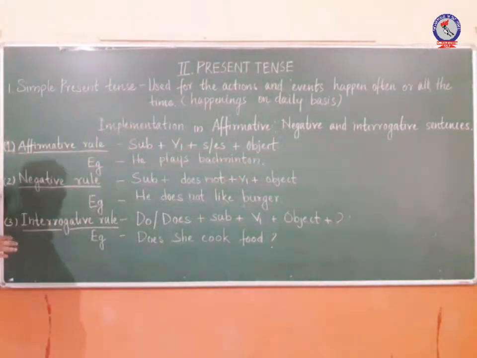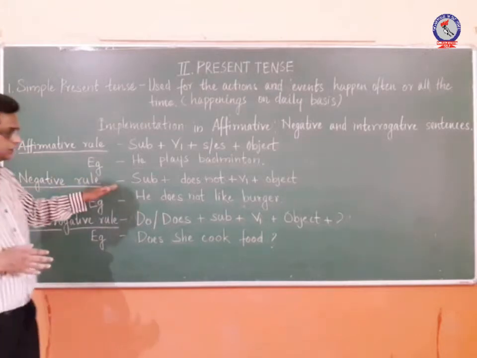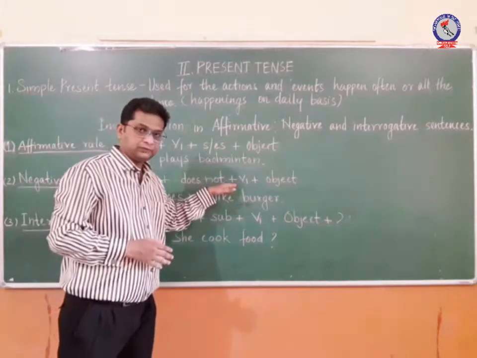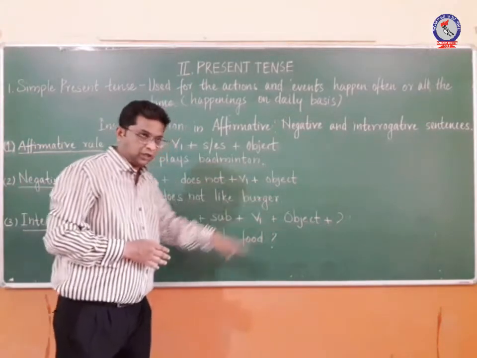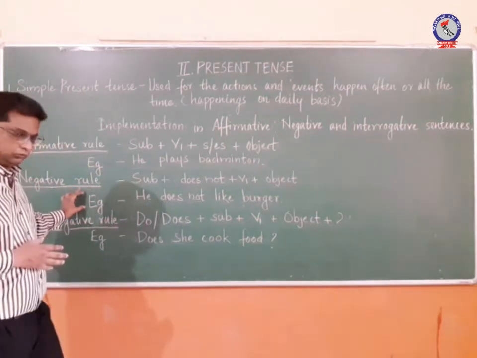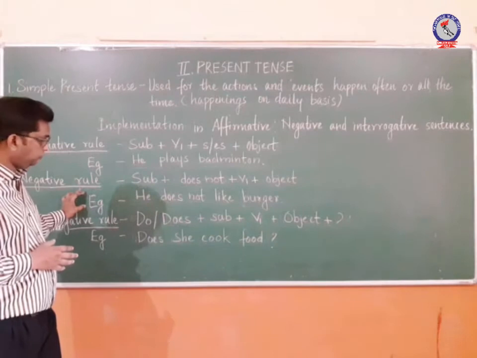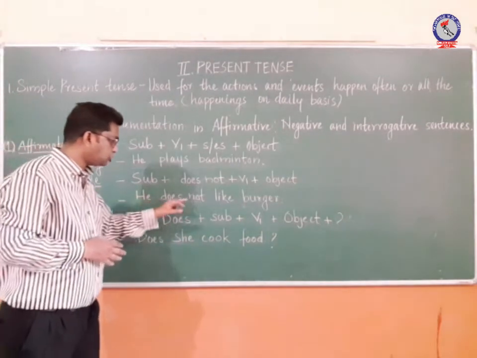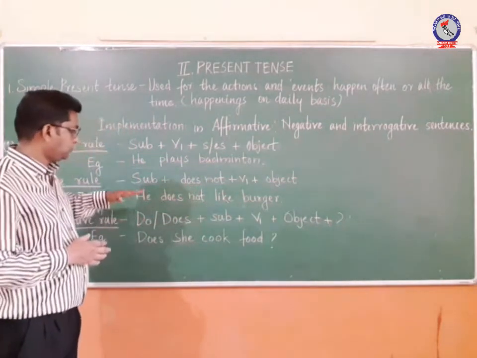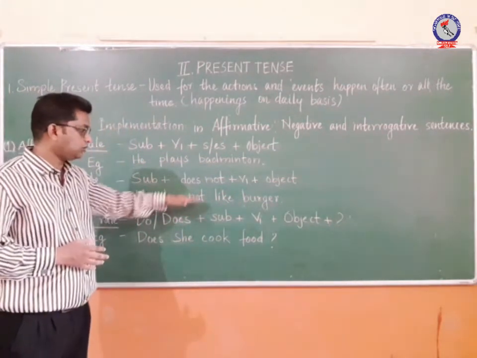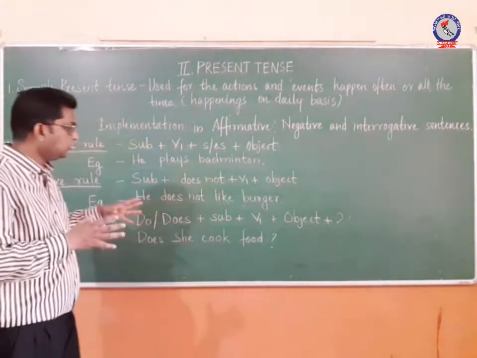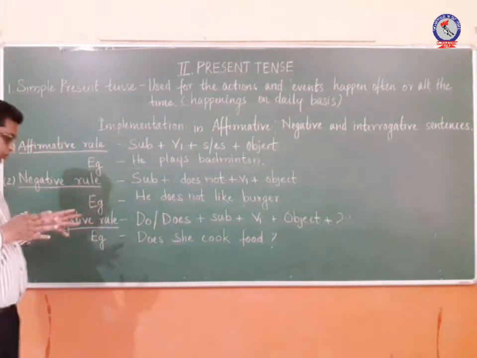Now see the negative rule here: subject plus does not plus V1 plus object. Now to frame a sentence in the negative rule, let us see the example. He does not like burger. Now see, he does not, as it is, like burger. That is the negative sentence.